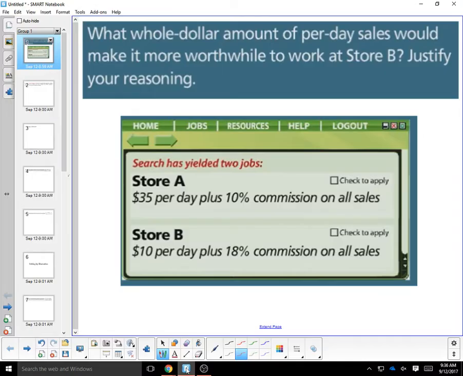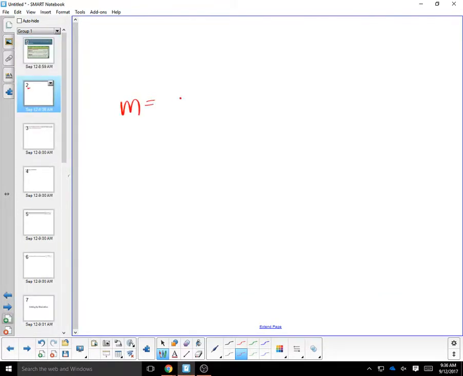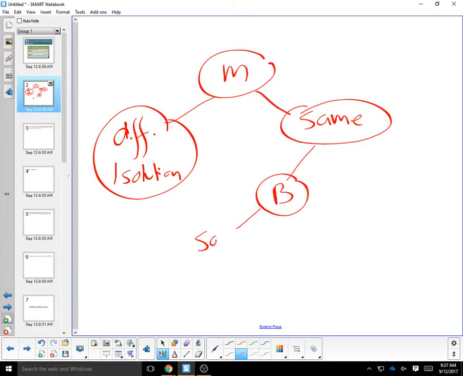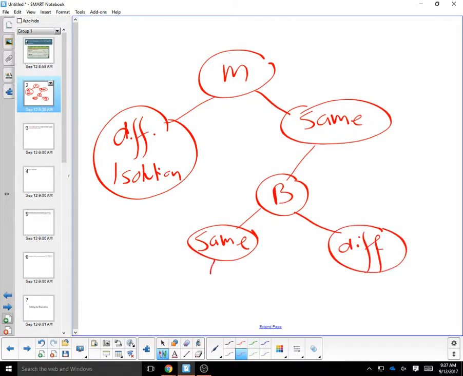So let me make a little slide for you here. If m is different, you're going to get one solution. Should I make a flow chart? Let's see here. Let's start with m. Different, one solution. Same, you're going to have to check b. Is it the same or is it different? If it's the same, you have infinite solutions. If they're different, you'll have no solutions.